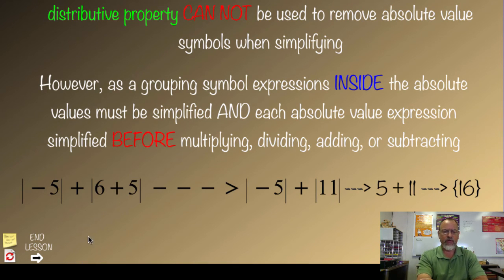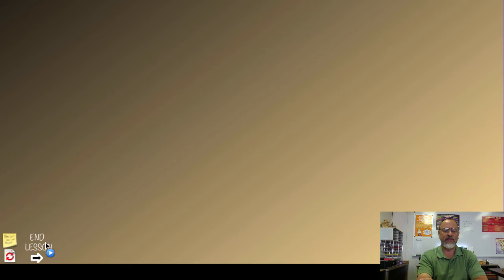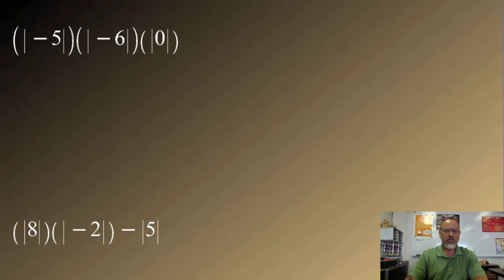So I'm going to do a couple more examples just so we kind of get the feel of this, and then we'll wrap this up. So in our first expression here, we have the absolute value of -5 times, it's in parentheses, so it's multiplication, the absolute value of -6 times the absolute value of 0. So inside each of these symbols, everything is simplified, but I do need to now simplify the absolute value before I can go through and multiply.